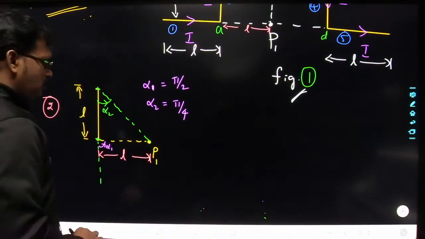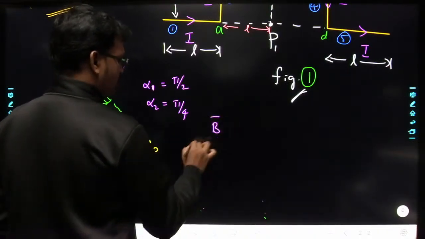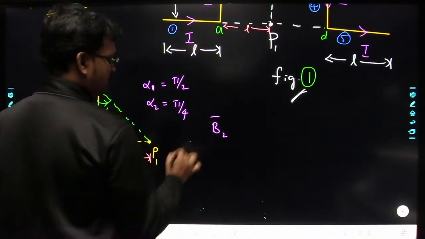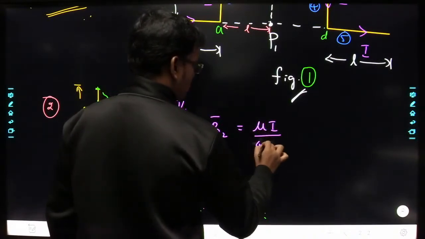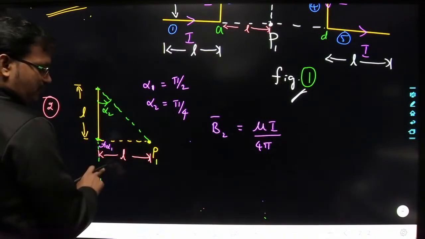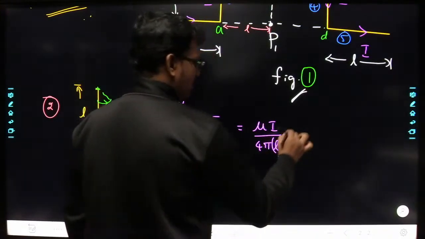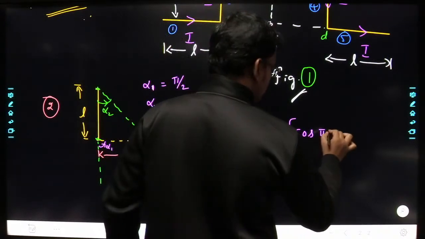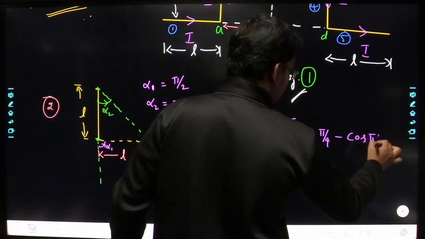Now just apply the formula here. So what is the B field at point P1? Due to this section 2, I am representing B2 is equal to mu I by 4 pi rho, where rho is the normal distance from the line to this point P1. The normal distance here is nothing but L. So mu I by 4 pi L into cos alpha 2, alpha 2 value is pi by 4, minus cos alpha 1, alpha 1 is pi by 2.